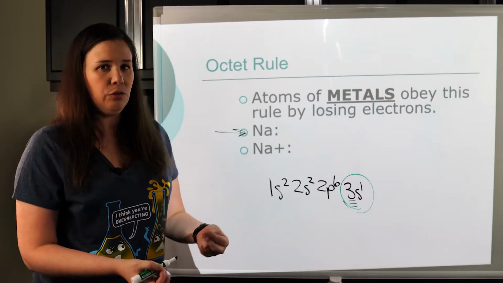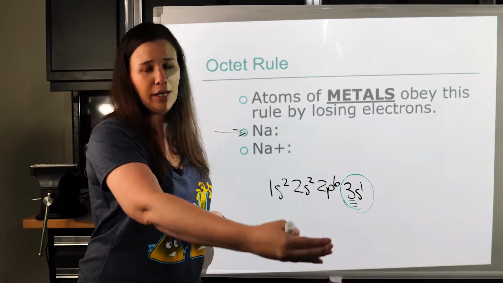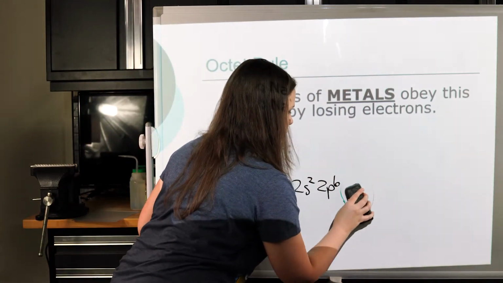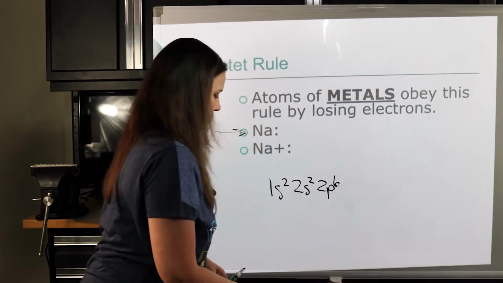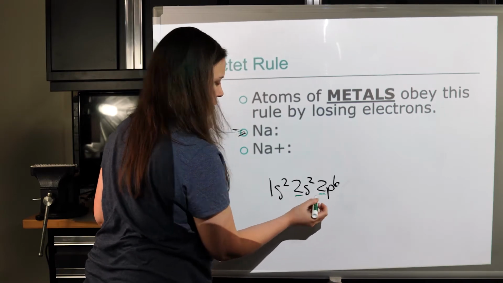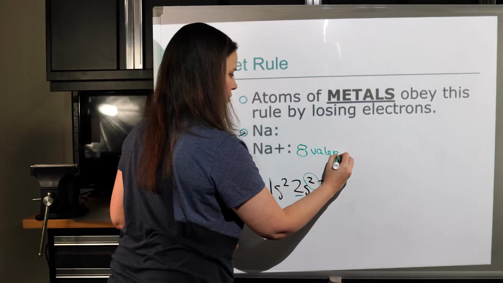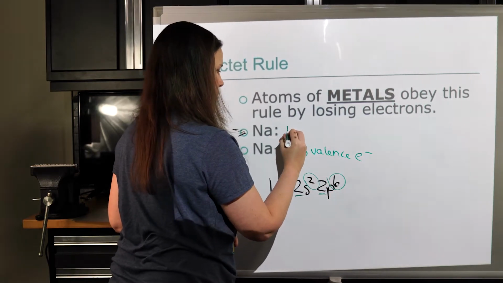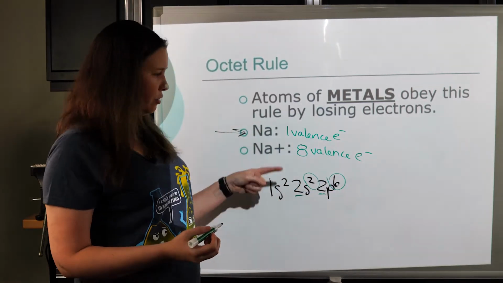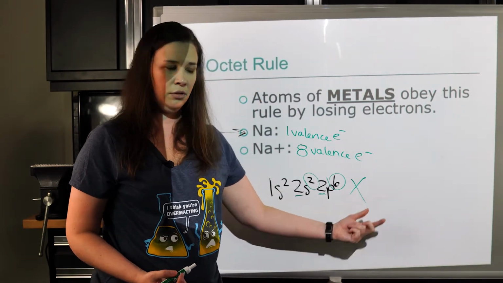What's going to be easier to achieve an octet? Losing that 1 electron or gaining 7 more electrons? What would be a lot easier, just to ditch this one? So if we remove that orbital, now the highest energy level is the 2, for a total of 8 valence electrons. Whereas the regular sodium only had 1. So it may seem kind of weird that we're increasing the number of valence electrons. That's because we lost that entire third shell.